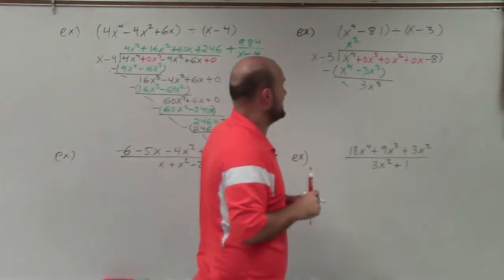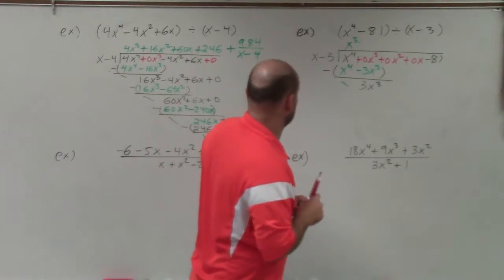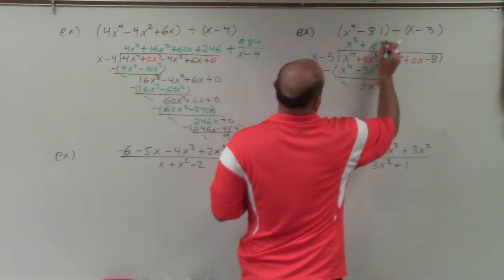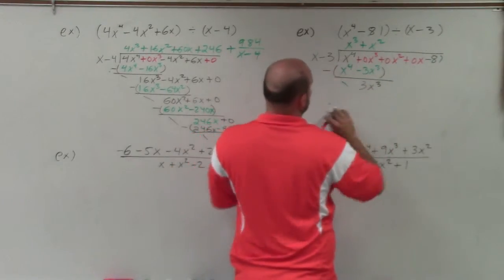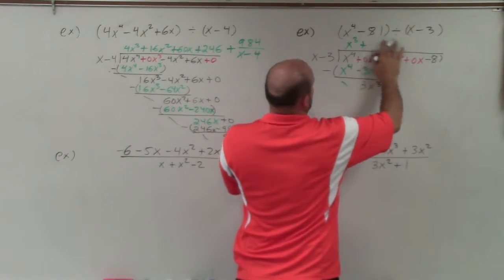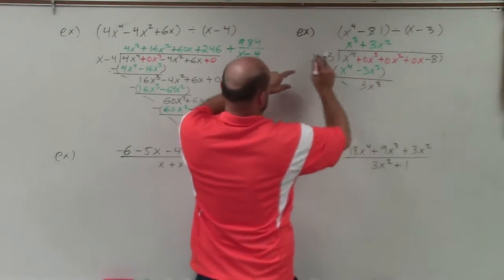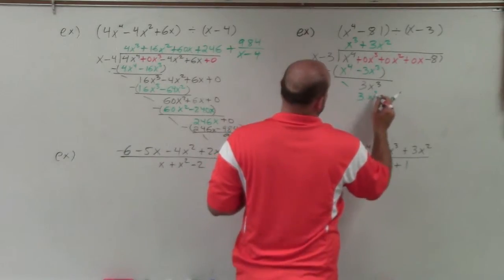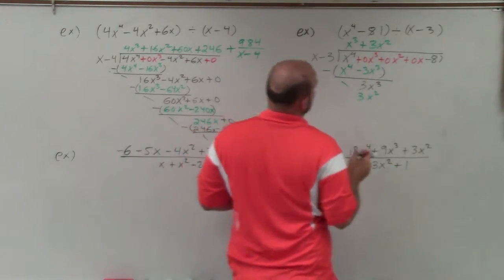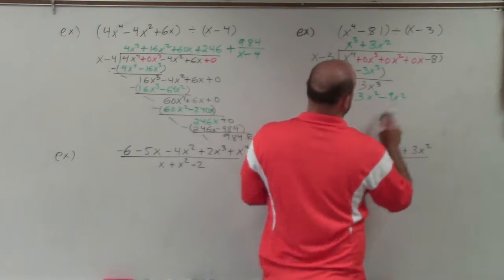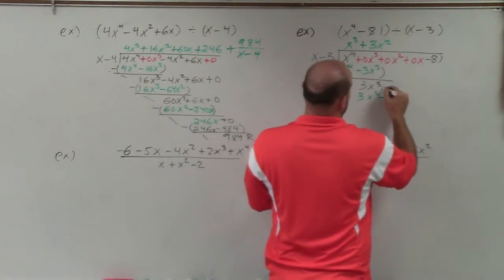X divides into 3x cubed a positive x squared times. X squared times x is going to be a positive 3x squared. Right? X divides into a positive 3x squared. 3x squared times x is going to give me a 3x cubed. 3x squared times negative 3 is going to give me a negative 9x squared. I should have brought these down.